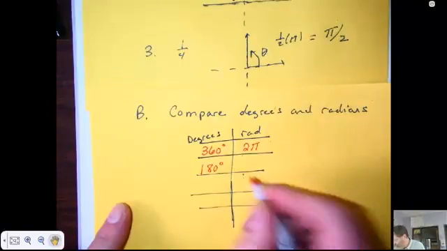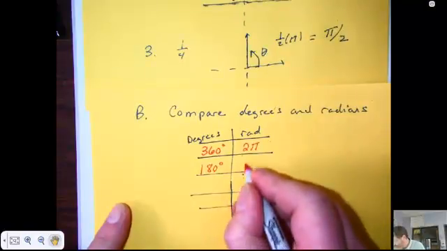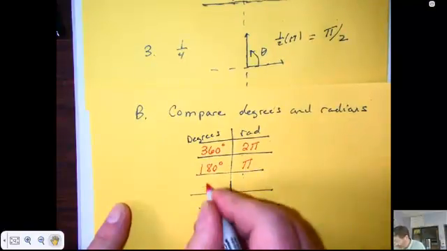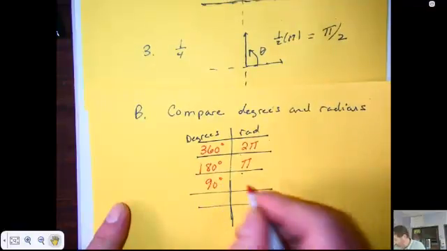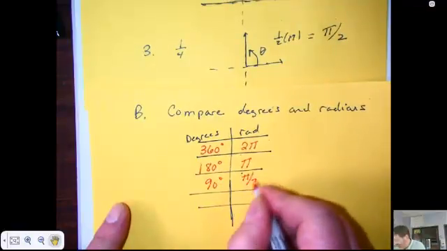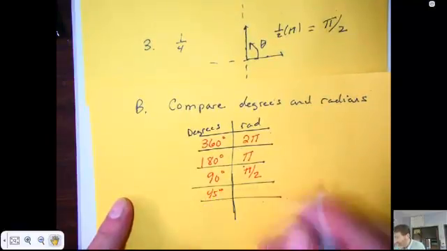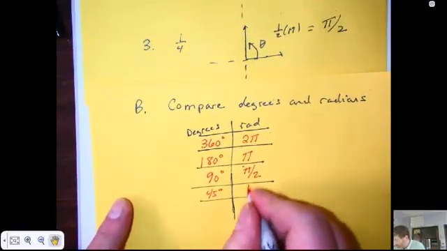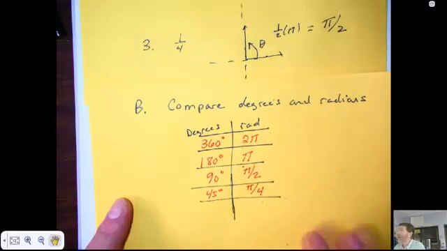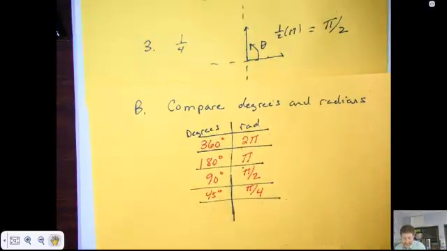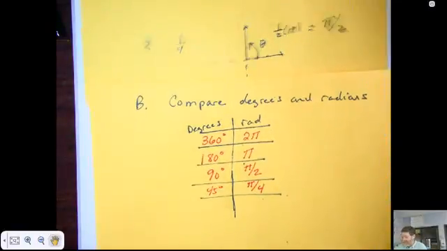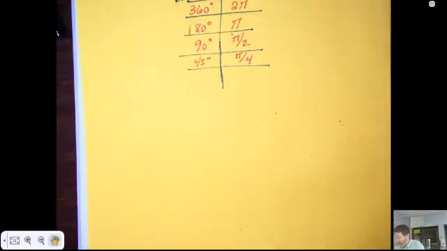If we did half, 180 degrees, that is 1 pi. 90 degrees, pi, half of that. And in fact, if we did half of that, which would be 45 degrees, we get what? Pi over 4. So we can make those comparisons, and again, let's put that into another way of saying that.